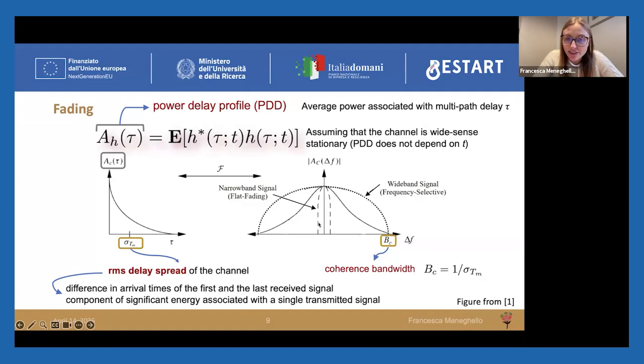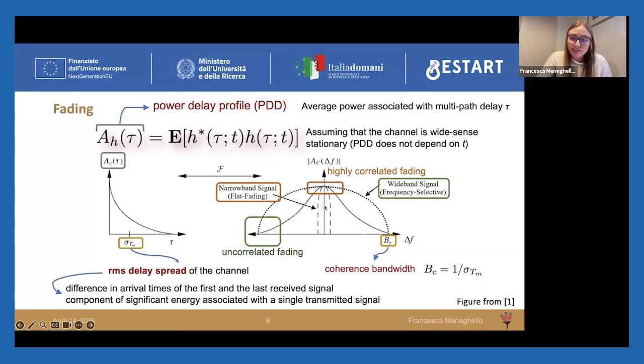And as you can see here, we may have two types of signals. The first one, the one here in dashed line, is when the signal bandwidth is smaller with respect to the coherence bandwidth. In this case, all the components of the signal will experience a very similar fading. And so in this case, we call the fading undergone by the signal flat fading.